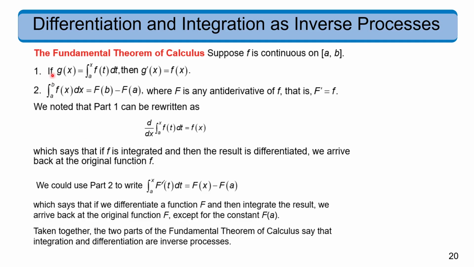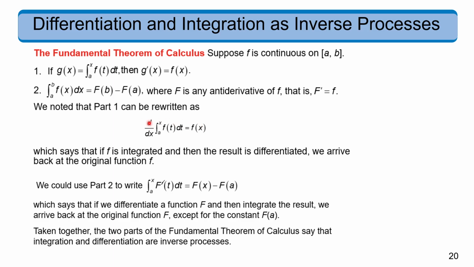So here's part 1, and one way we could rewrite part 1 is, here we have g prime, but g has this formula, so g prime means the derivative of this particular integral. So that's the g prime. And then equals, we'll keep the right side the same, f of x. So in writing it this way, we can see if you start with little f, and you first integrate it from a to x, and then you take the derivative, you get f back.